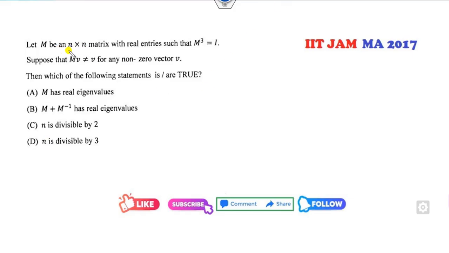Okay. M is an n cross n matrix such that M cube is equal to I. Firstly, think about whether this is a characteristic polynomial, an annihilating polynomial, or a minimal polynomial. Look at that. What is the size? N cross n. But this is not the n. It means it is not a characteristic polynomial. Minimal polynomial, it is not given.